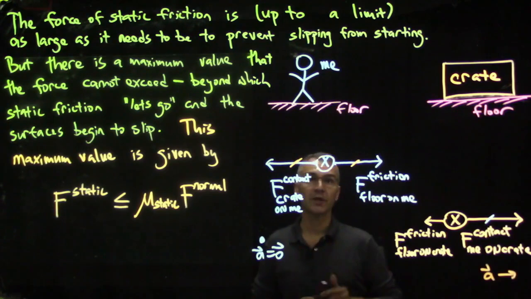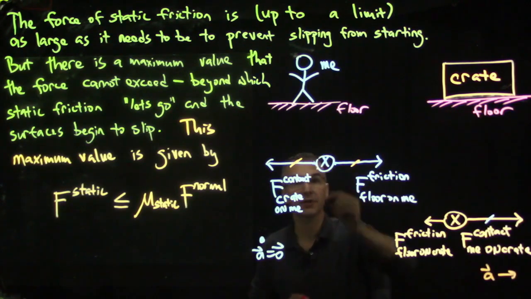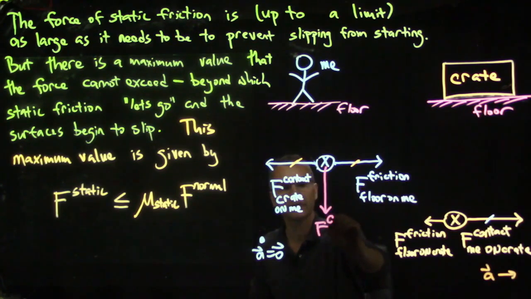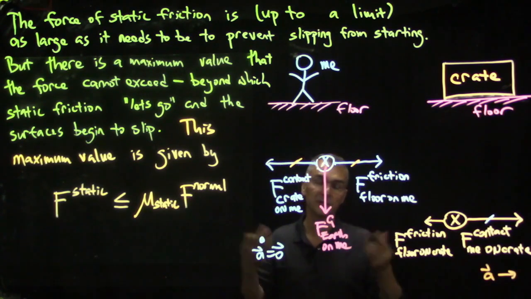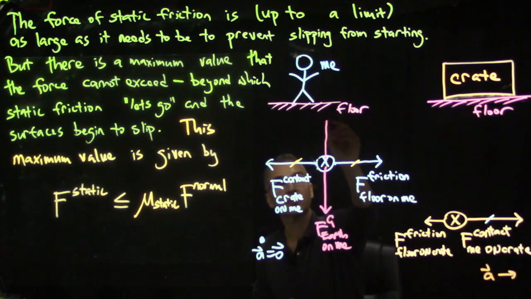So we know there are 2 additional forces acting on me that we have not yet put into this diagram. There is a gravitational force, the gravitational force exerted by Earth on me, and it points down, and it equals my mass times little g. And then there also is a contact force, which we're going to call the normal force. So this is the normal force exerted by the floor on me.